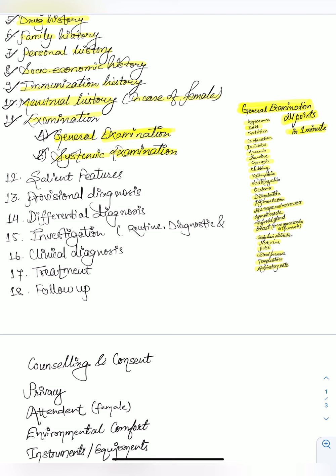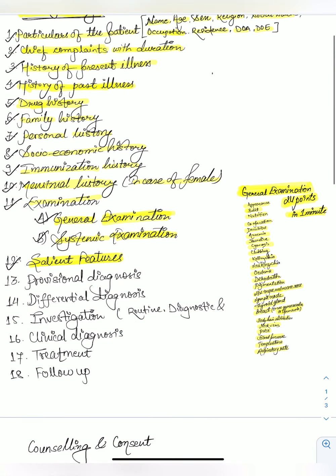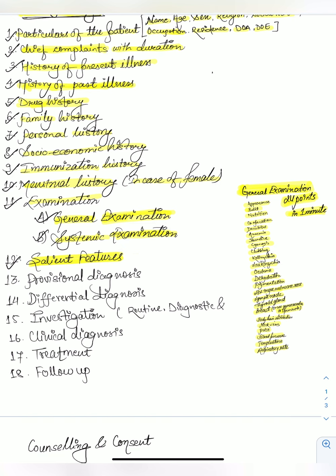Now our next point is salient feature. In salient feature, we summarize all the findings from the above 11 points, and we write it in our doctor's language. Scientific words or medical terms are used in salient features.